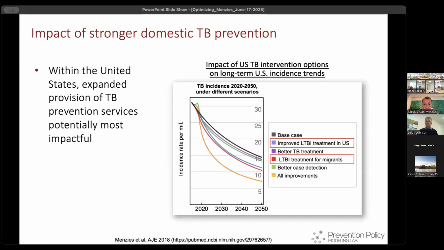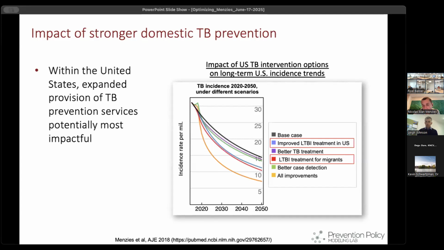So looking at an example of each, this is from a study conducted in around 2016, really just looking at options within the United States for accelerating declines in TB rates. And here you can see a plot showing, each of these lines represents a different future scenario. We're going from around 2015 through 2050. The black line is the base case. All of these other colored lines are some additional intervention.